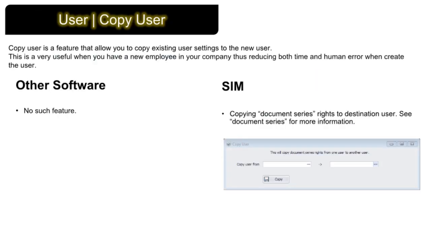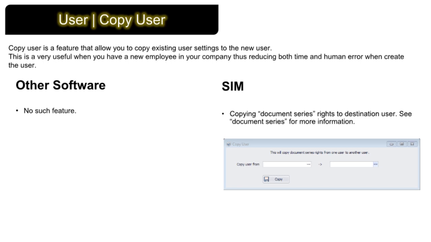Now, sometimes your employee may resign or be transferred to another department or location. And a new employee is coming to replace the existing employee. In this case, you will need to create a new user for him or her to enter the system. You will then need to manually set all the privileges for this new user similar or even the same as the previous user. This can be tedious work and error-prone too. In SIM you can do so by using the copy user feature, while other software normally does not have such a feature.